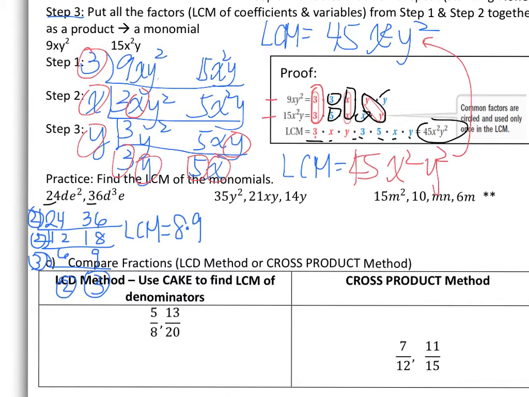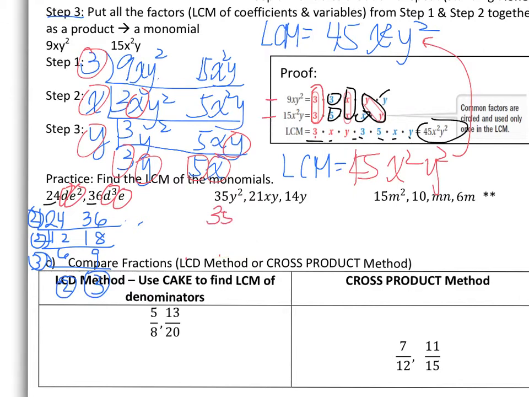And then between d and d cubed, we pick d cubed. Between e squared and e, we pick e squared. So my final answer is 72 d cubed e squared. Again, that's our answer. And let's move on to the next one.